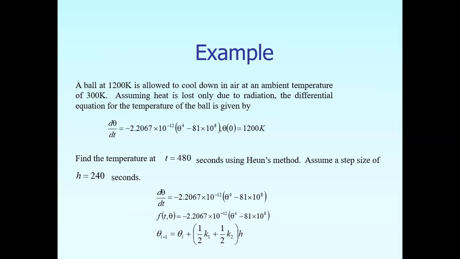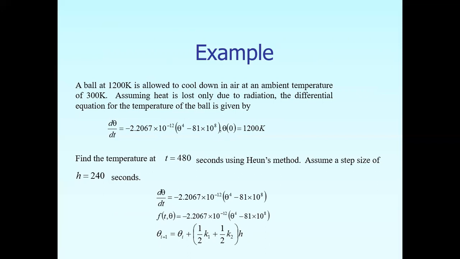Assume a step size of h equal to 240 seconds. This is the given problem statement, and we can write the given value, that is d theta by dt, which is your function f of x comma y. d theta by dt is equal to minus 2.2067 into 10 raised to minus 12 into theta raised to 4 minus 81 into 10 raised to 8. This is also f of t comma theta.